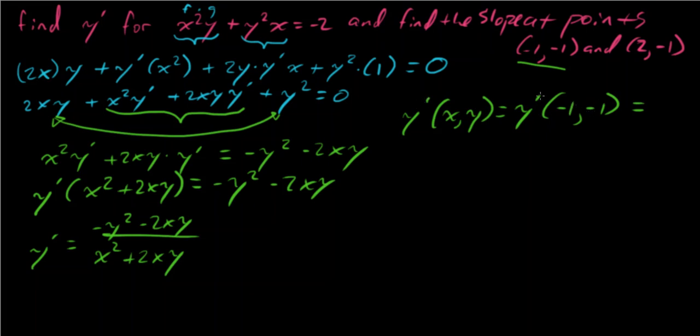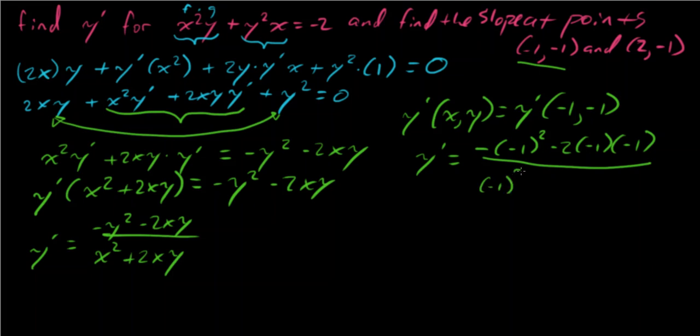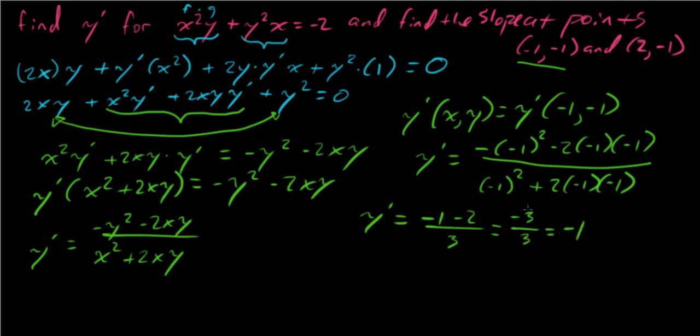So plugging in that xy value for our function y prime, we get y prime is equal to the negative of negative 1 squared minus 2 times negative 1 times negative 1, all over negative 1 squared plus 2 times negative 1 times negative 1. So then y prime is equal to, here we got 3 negatives, so negative 1, 3 negatives, negative 2 over 1 plus 2, that's a 3. So that gives us negative 3 over 3, so the slope is negative 1 at this point.